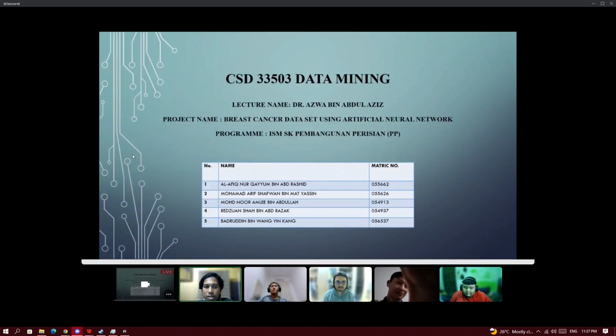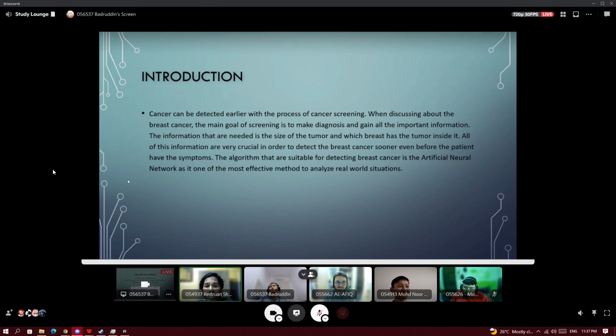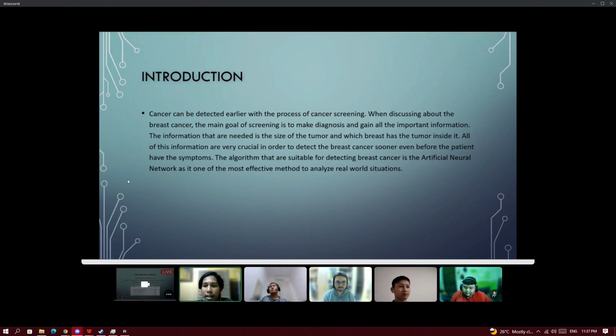Moving on to the introduction. Cancer can be detected earlier with the process of cancer screening. When discussing breast cancer, the main goal of screening is to make a diagnosis and gain all of the important information. The information needed is the size of the tumor and which breast has the tumor inside it. All of this information is very crucial in order to detect breast cancer sooner, even before the patient has symptoms. The algorithm that is suitable for detecting breast cancer is the artificial neural network, as it is one of the most effective methods to analyze real-world situations.